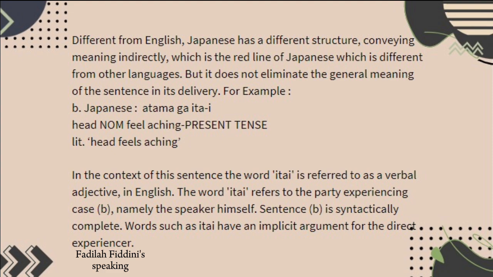The sentence is syntactically complete. Words such as itai have an implicit argument for the direct experiencer.